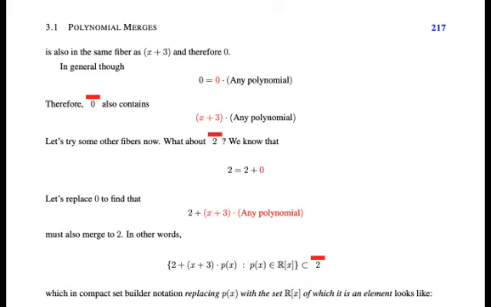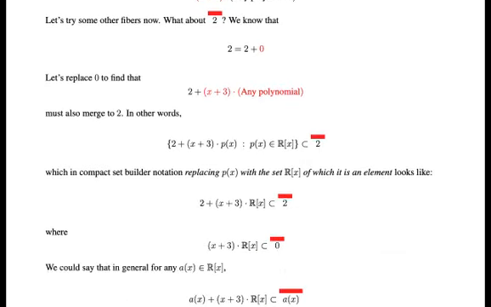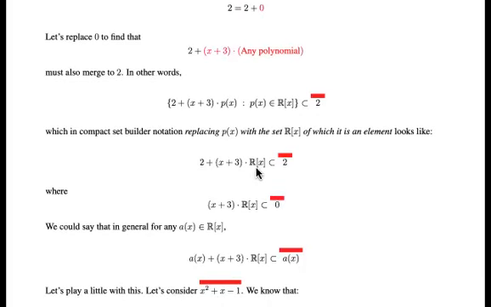Now, we can represent this in the following way. So this set right here, we could represent like this, 2 plus, this just means the set of all polynomial multiples. So this is all of the polynomials that are an additive shift of 2 away from a polynomial multiple of x plus 3. And that's going to be contained in this fiber.